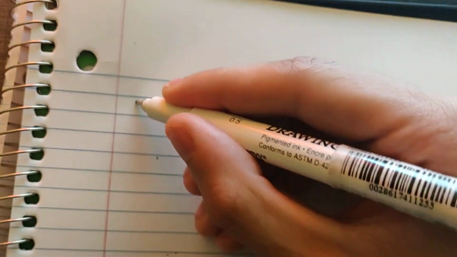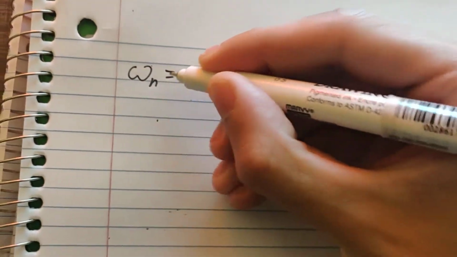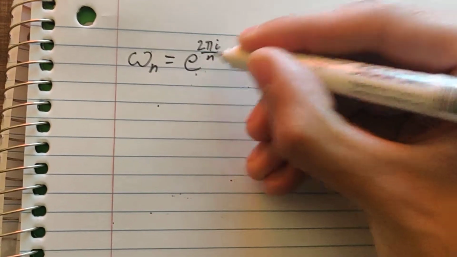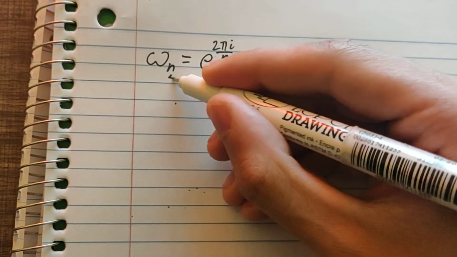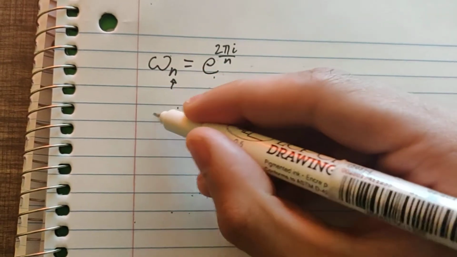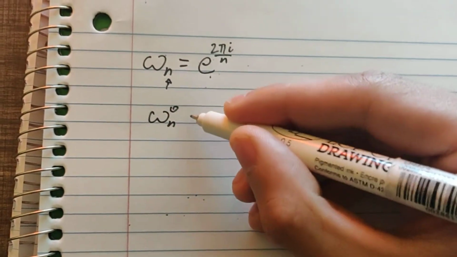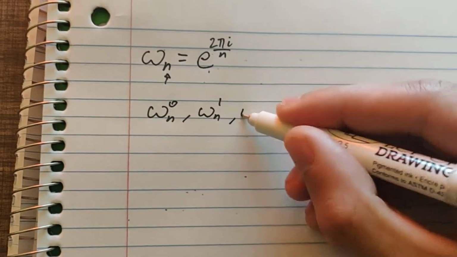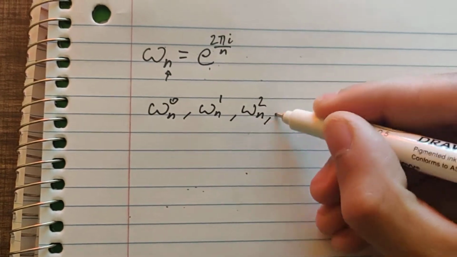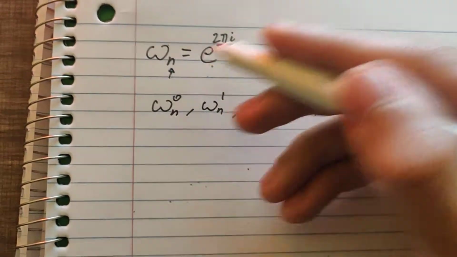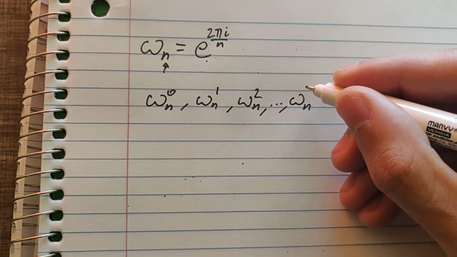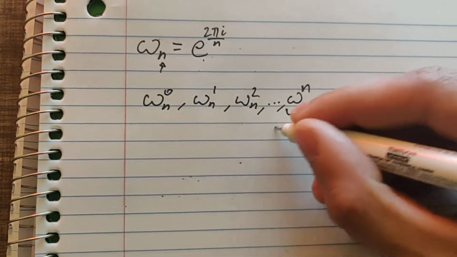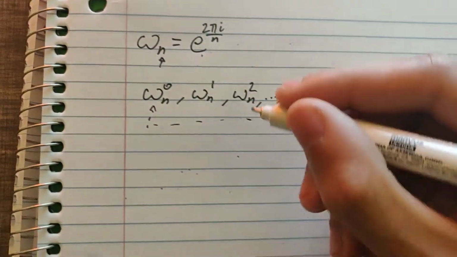Okay, so this is the base root of unity, which is just e to the 2 pi i over n. And then each one of the roots of unity for the principal root of unity, omega n, is just a power of it. So it's going to be omega n to the power of 0, omega n to the power of 1, omega n to the power of 2, all the way up to omega n to the power of n. And this is actually the same as that.